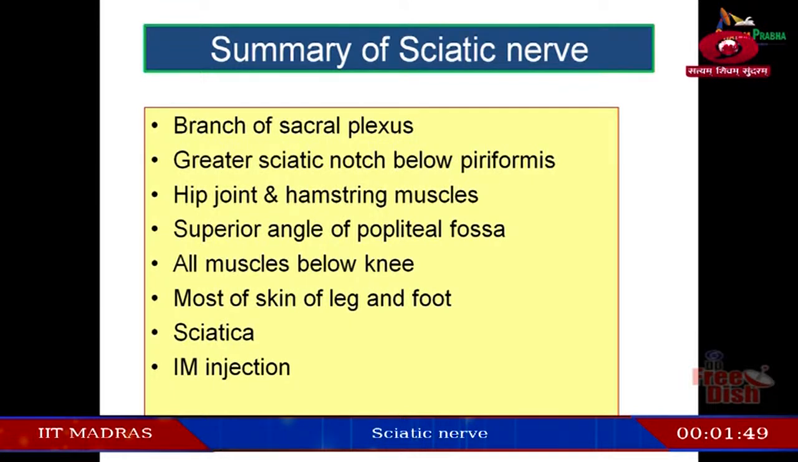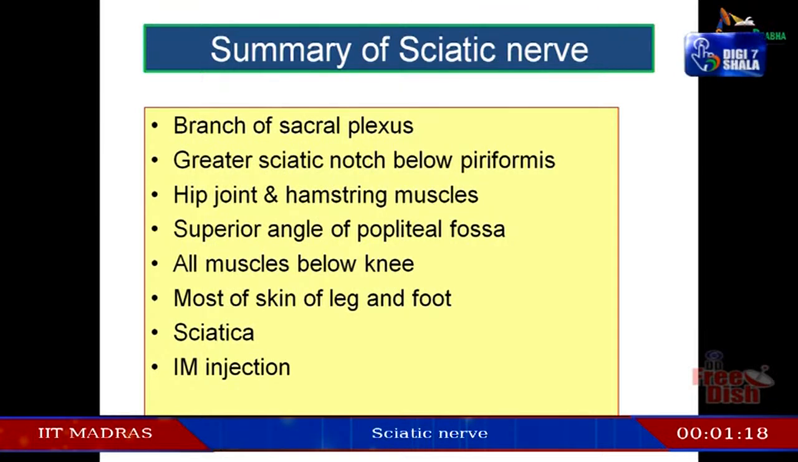It supplies most of the skin of the leg and foot through its terminal branches, except for a small area along the medial side of the leg and the foot up to the ball of the great toe, supplied by the saphenous nerve, which is a branch coming from the femoral nerve. So, whole of the leg and the foot except for this medial area has loss of sensation or has anesthesia.